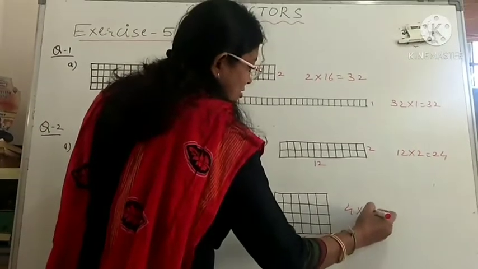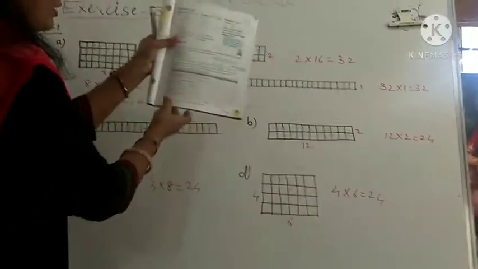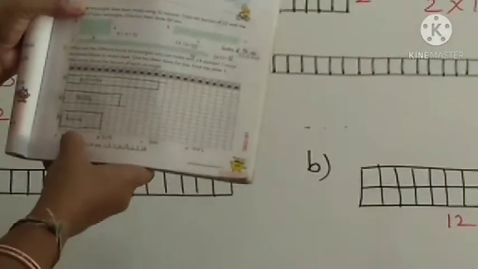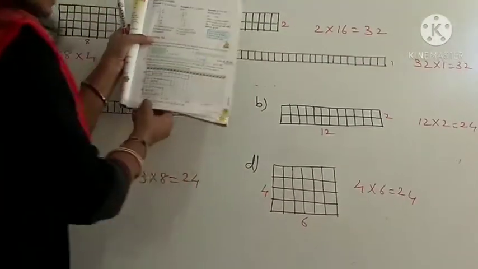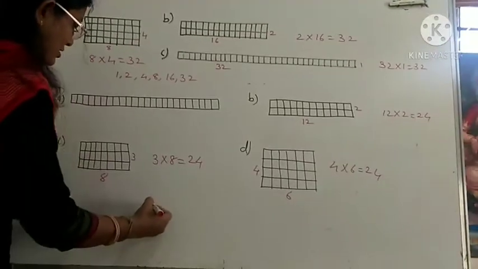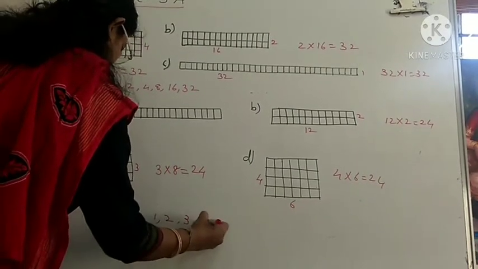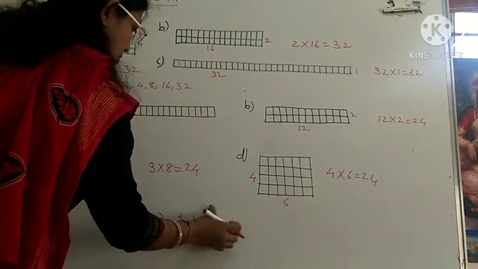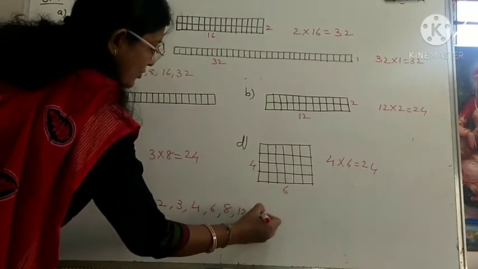4 6s are 24. So finally, downside here, you will write 1 multiplied by 24, which is already given in A. In B, 2 multiplied by 12. In C, 3 multiplied by 8. In D, 4 multiplied by 6. And then downside, the factors of 24 are like that. In the blank, you will write 1, 2, 3, 4, 6, 8, 12 and 24.